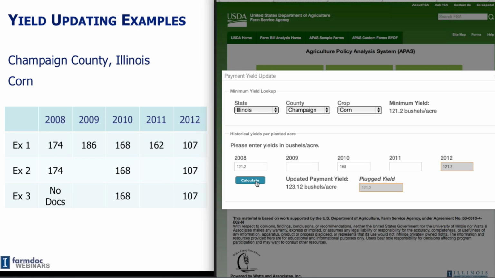That would be different for soybeans in Champaign County. It'd be different for corn in a different county, in a different state. And that's not just relevant for 2012 because of the drought. It's relevant for any year in which you had an actual yield that was below that plug yield, or as Gary said, it can be used in years where you did plant the crop, but you do not have any documentation to back up an actual yield number. Again, in case there is an audit.